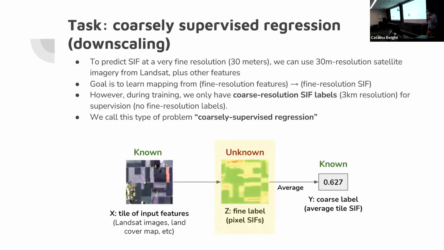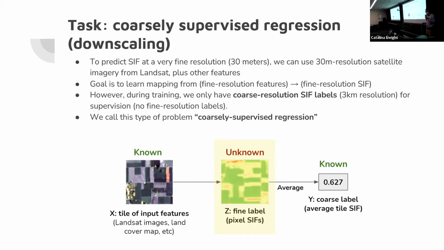Okay, so this is a task that we call coarsely supervised regression. It's also commonly known as downscaling in a lot of literature. Basically, if we want to predict SIF at a very fine resolution, we can use fine resolution satellite imagery from Landsat, plus some other features. Our goal is to learn this mapping from the fine resolution features to the fine resolution SIF. However, the twist is that during training, we only have access to coarse resolution SIF labels at a much coarser resolution. So we don't actually have fine resolution labels to train on.